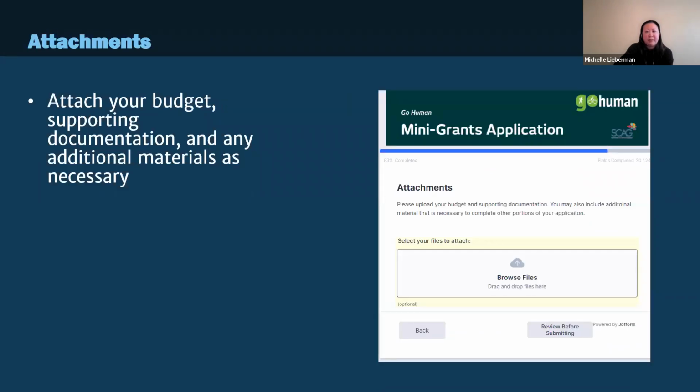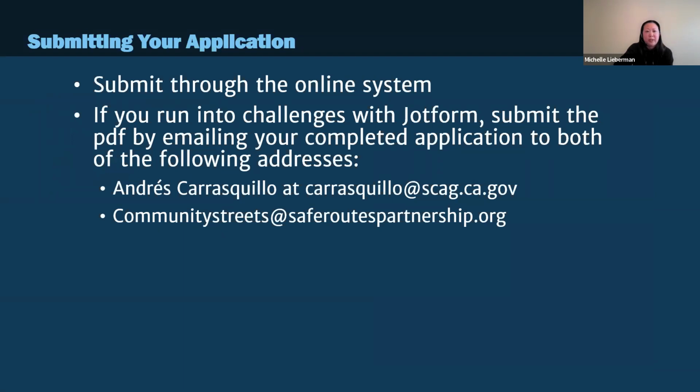And when you get to the end of the application, there'll be an attachment section. This is where you'll attach your budget spreadsheet, any supporting documentation, and any other additional materials as needed. So when you go to submit your application, if you're using JotForm, you'll submit it through the online system. If you run into any challenges with JotForm, you can fill out the PDF and then submit it by emailing that application to both Andres as well as this Community Streets email address. And both of these are provided on the PDF, so you don't have to write it down right now.